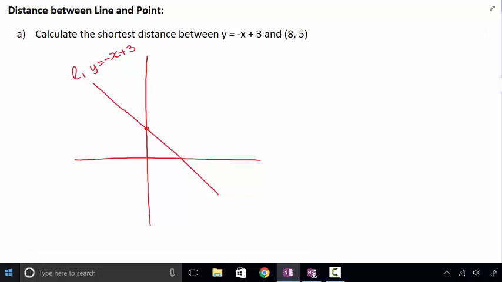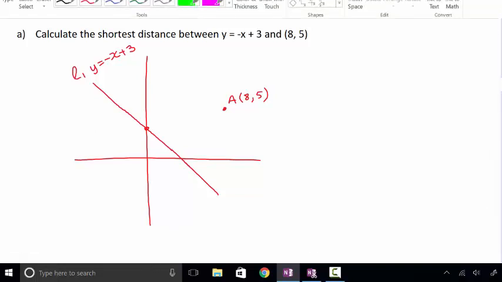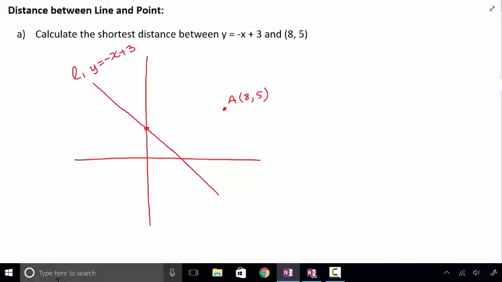Now, I need to find, I have a point at 8 and 5. So somewhere on here. So here's my point. I'll call it A. And this is 8, 5. And now it says to find the shortest distance between that point and that line.